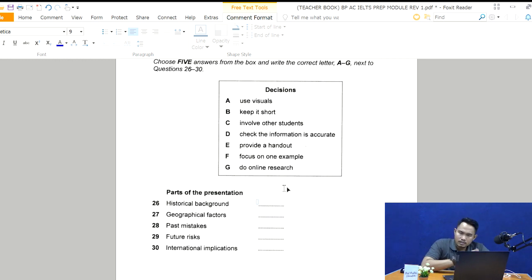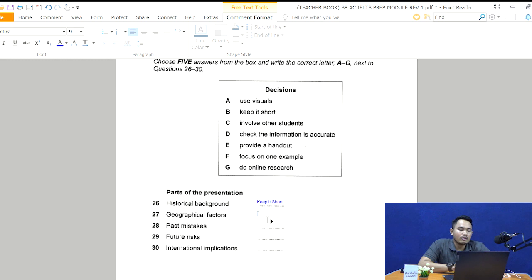Because it's historical background, I assume that the answer would probably be, let's say, keep it short. Because again, logically speaking, because it's historical background, just try to keep it short. Just try to keep it simple, rather than telling the whole story of the history. That is going to be one boring presentation, I would say. So in my opinion, it might be keep it short, but maybe I can be wrong. So that's why we need to listen to the audio later on.